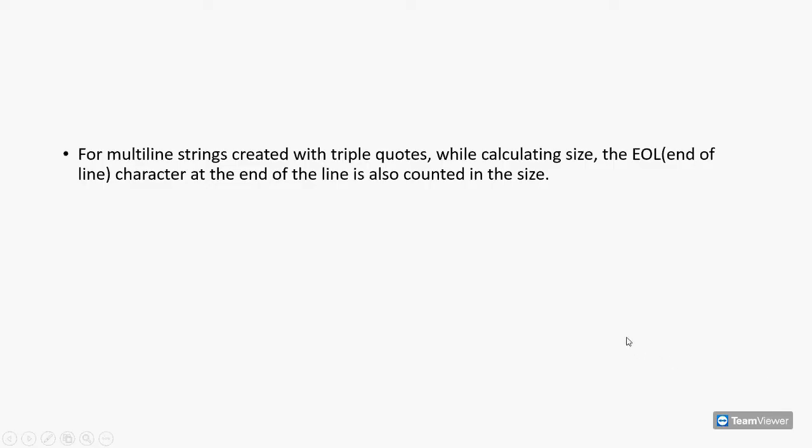So for multi-line strings created with triple quotes, while we are calculating the size, the end of line character at the end of the line is also counted in the size. So here we have two strings str1 and str2. In the first one, I have written ABC in 3 different lines, and after each character I have entered an enter key to make the values into different lines.